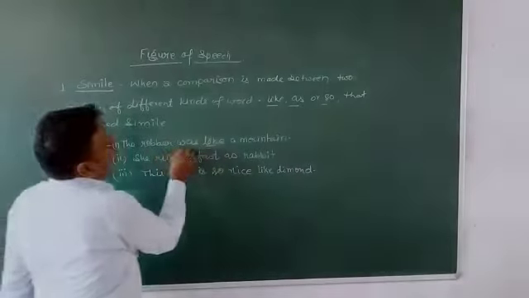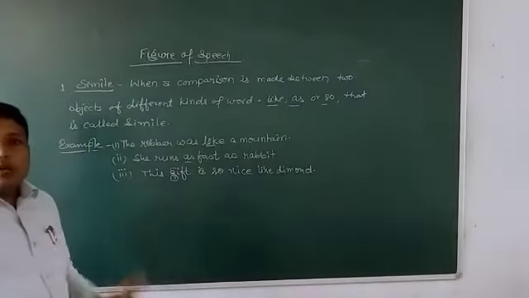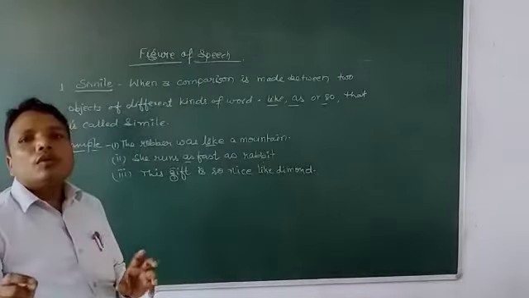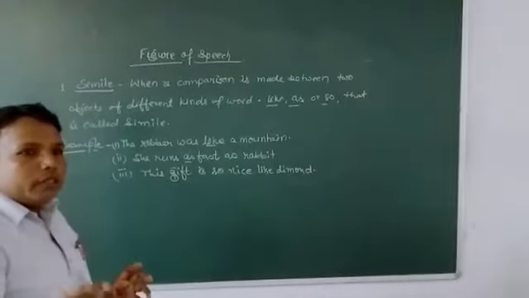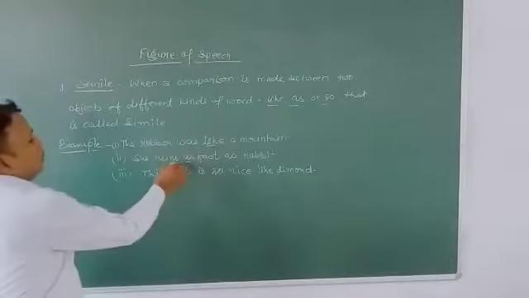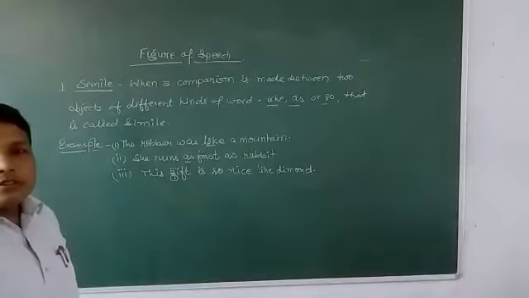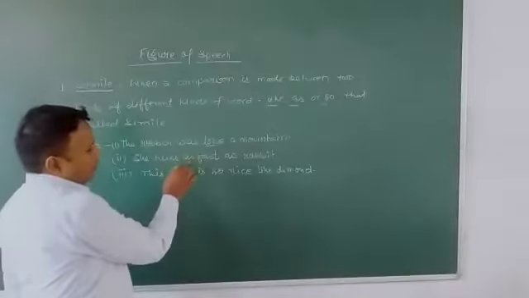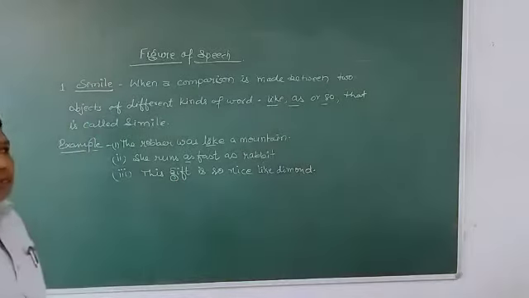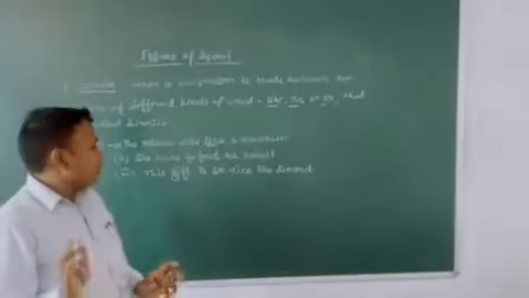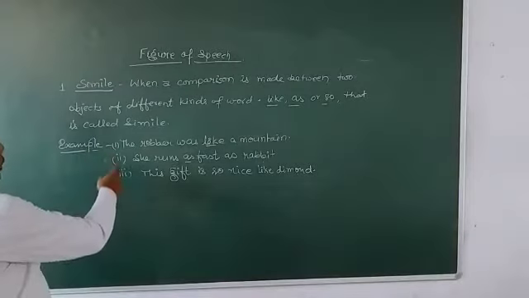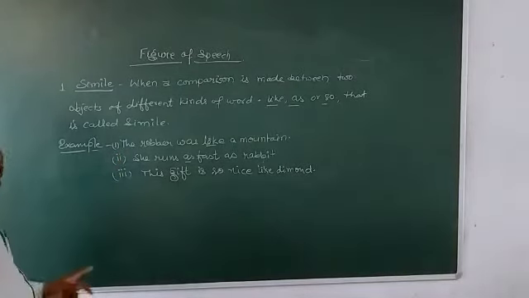Example: the robber boy is like a mountain. How is the boy like a mountain? His face was so curious that someone said the boy is like a mountain. She runs as fast as a rabbit. Here "as" is the comparing word. This gift is so nice, like a diamond. Someone presented a gift and said that the gift is like a diamond. All these examples show that this is simile.